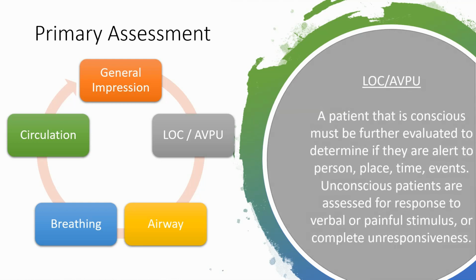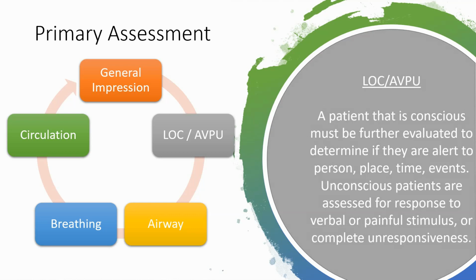So now looking at level of consciousness and AVPU. All too often people seem to separate those and think that it's two separate things, but in fact they're the exact same. They work in tandem with each other. Looking at level of consciousness, if my patient is conscious, then that means that they are going to be alert, period. If they are unconscious, then we have to assess whether or not they are responsive to verbal, painful stimuli, or if they're just simply unresponsive altogether.